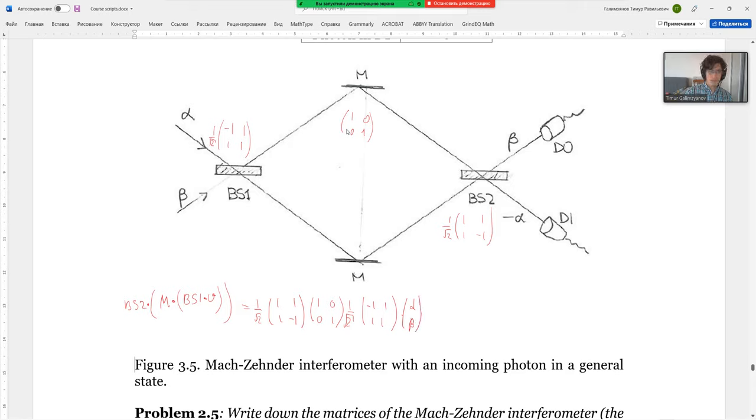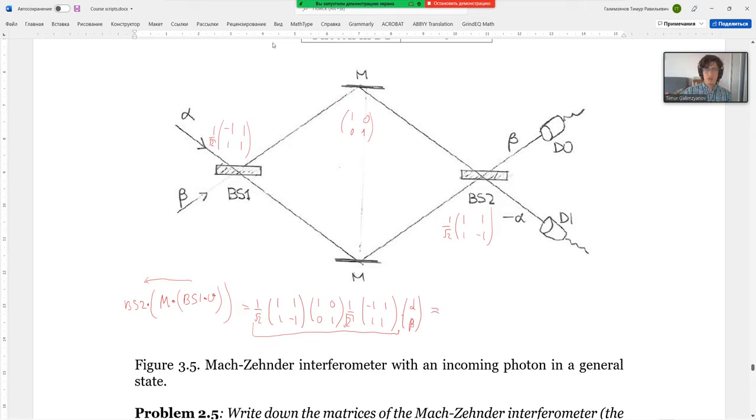First of all, you see that the sequence of incidence is beam splitter 1, mirror, then beam splitter 2. And the sequence of the matrices goes from the right to the left. First we act by BS1, then mirror, then BS2. So we can calculate the matrix of the whole instrument by multiplying these three matrices.